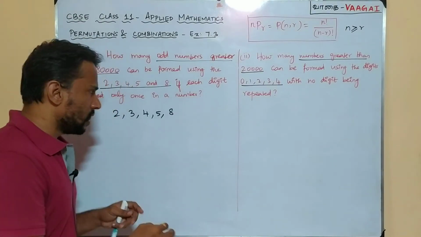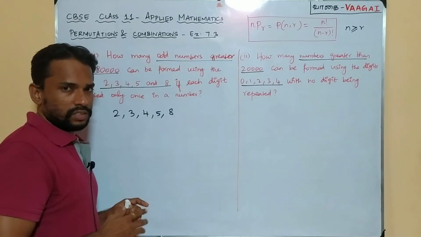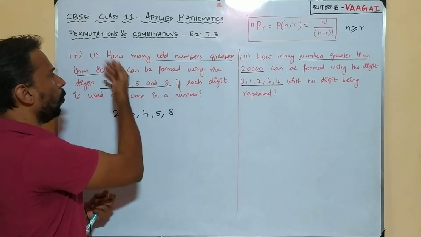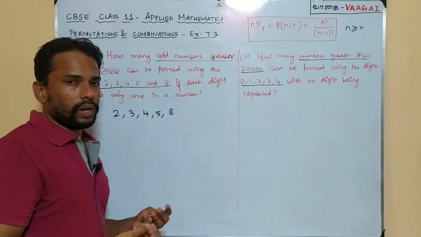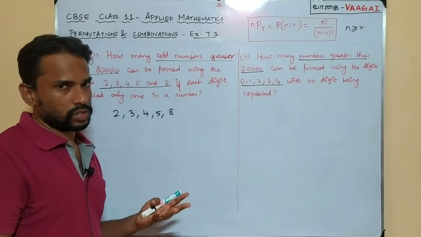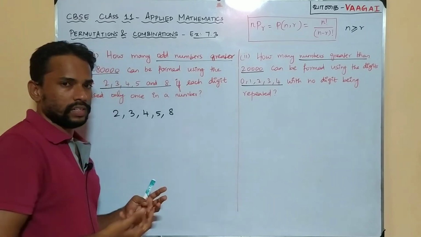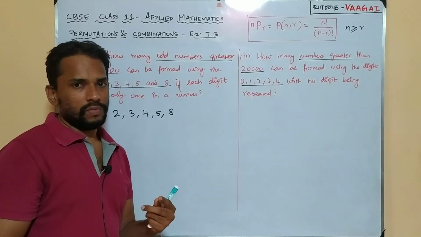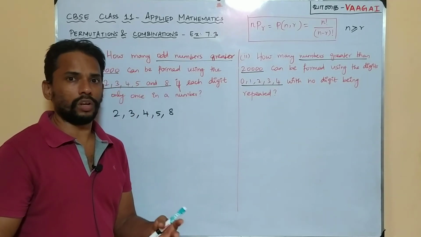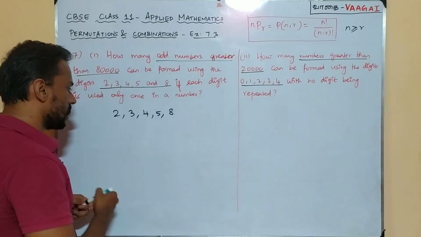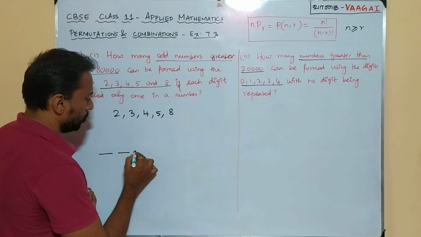So we can use these 5 digits only one at a time, and also our numbers should be more than 80,000. So what kind of numbers can we form? We can form numbers with 5 digits only, is it or not? Since our numbers should be more than 80,000, we cannot form 4-digit numbers or 3-digit, 2-digit, 1-digit numbers. They are not possible, and we can definitely form only 5-digit numbers.